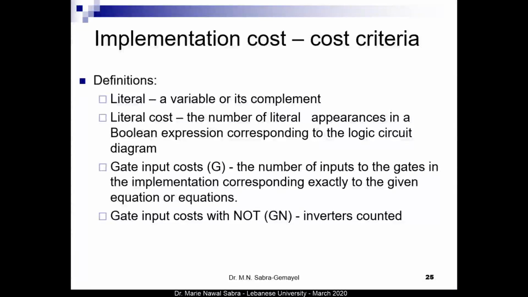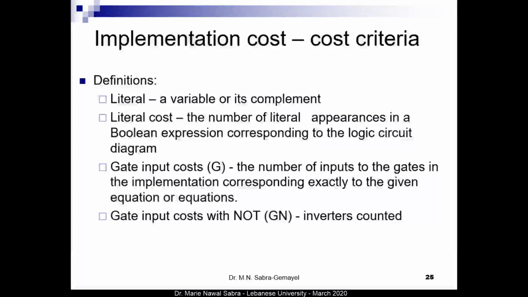For implementation, we talk about the cost criteria. In the previous example, we talked about the difference between a minterm form implementation and a reduced function implementation. But what if I have two different reduced forms for the same function? There is a way to count a cost, and we have three different criteria and standards.